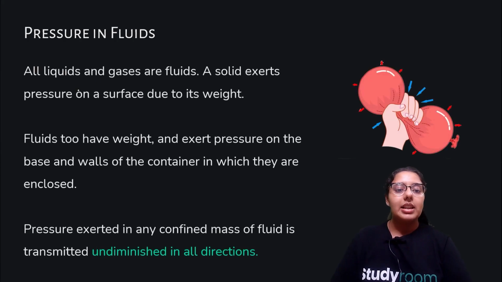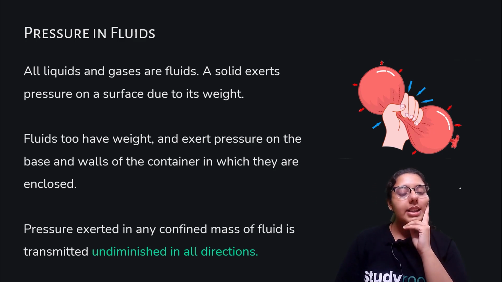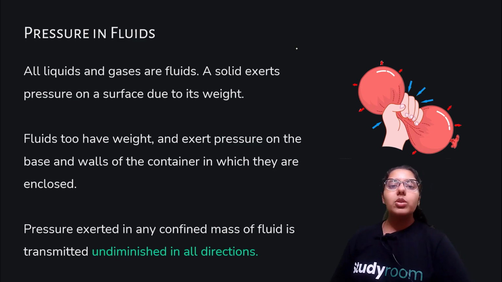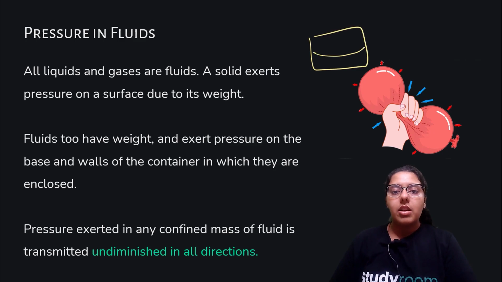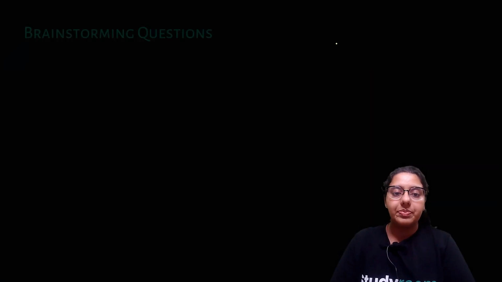So pressure in fluids. All liquids and gases are fluids. A solid exerts pressure on a surface due to its weight. Fluids too have weight and exert pressure on the base and walls of the container in which they are enclosed. Pressure exerted in any confined mass of fluid is transmitted undiminished in all directions. So for fluids, there is no fixed direction, right? Because pressure exerted in any confined mass is undiminished in all directions. Okay, same in all directions.